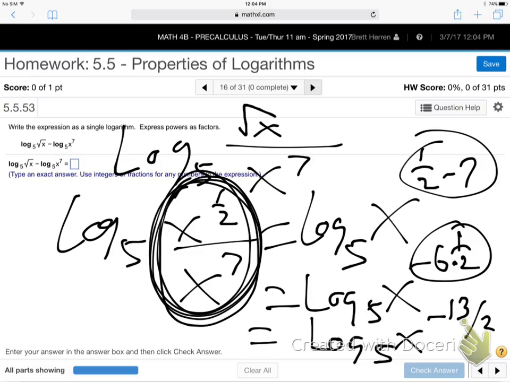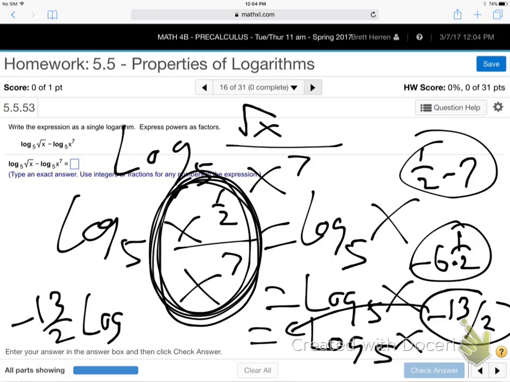Type an exact answer. Use integers or fractions for any numbers in the expression. I think they... Oh, yeah. They want us to bring that negative 13 halves to the front now. That's all. Bring that to the front. So the final answer is negative 13 halves log base 5 of x. And there we go.